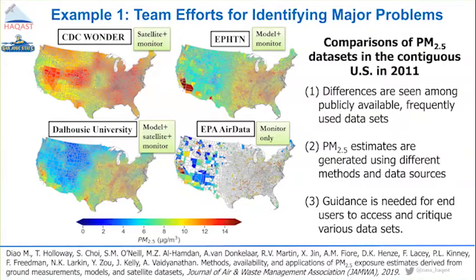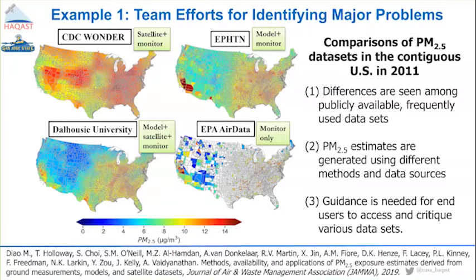So the first example is team efforts for identifying major problems. In this example, we actually published a group team collaborative paper last year led by myself and Tracy Holloway. We have 17 co-authors on this paper who are either HAQAST team members or collaborators. And in this paper, we try to demonstrate some of the major problems that still exist in publicly available, frequently used PM2.5 datasets in the contiguous US.